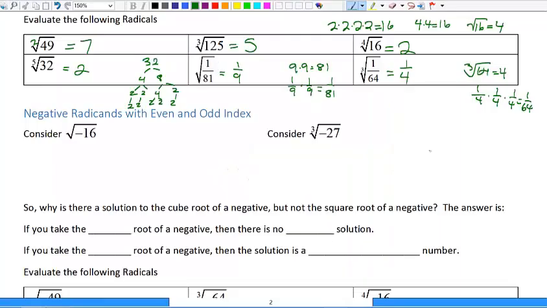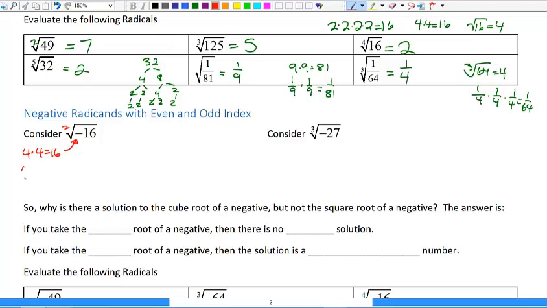Next, let's talk about negative radicands with an even and odd index. So if we are going to consider the square root of negative 16, what number multiplies by itself, the index is 2, times to get 16? Well, some students might call out 4. Let's try 4. 4 times 4 is positive 16, and we need a negative. Okay, so that's not going to work.